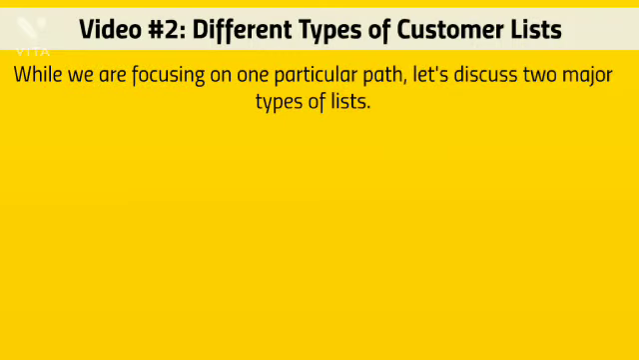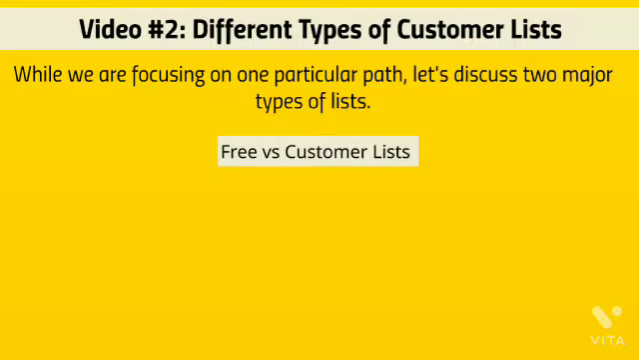Okay, so welcome back. This is video number 2, and we're going to talk about the 2 different types of customer lists. Now, while we're focusing on just one particular path, I really want to talk about the 2 major types of lists, because I want you to get into that mindset of understanding why there are 2 different lists and why we are really focusing on just one particular one. So the 2 major ones are the free list versus the customer list.